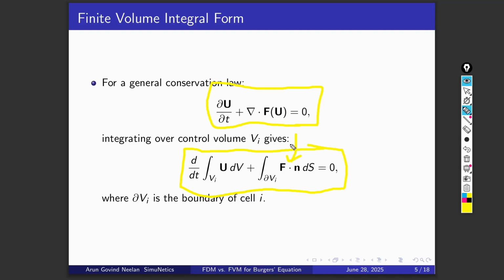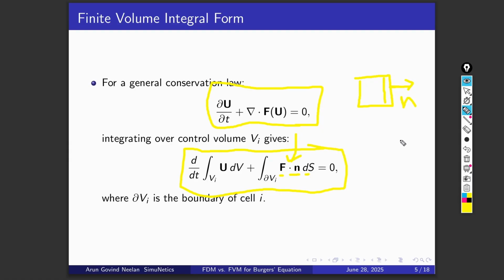So basically this term can be represented as F dot N dS. For example, let's say we have a quantity like the flux at this point or at this face. This is F and this is a normal vector, this is N and this is length. For two dimensional, this is length. For three dimensional, this is surface area. So that's what we have written here.